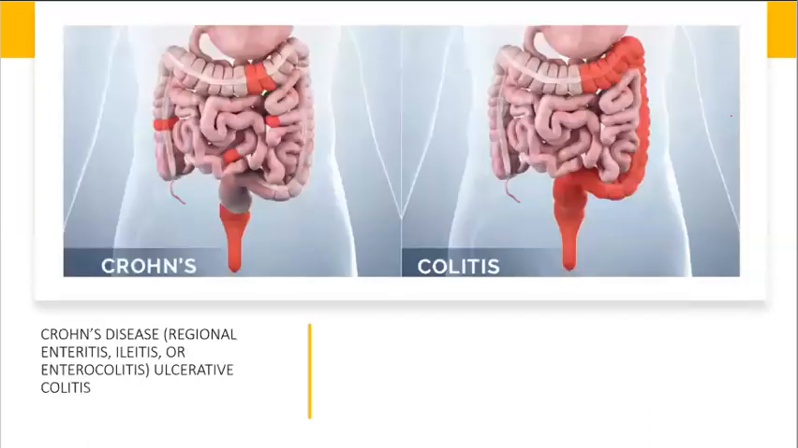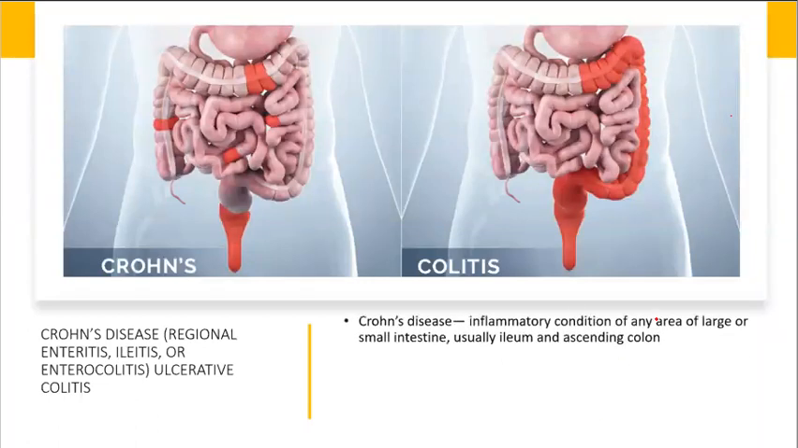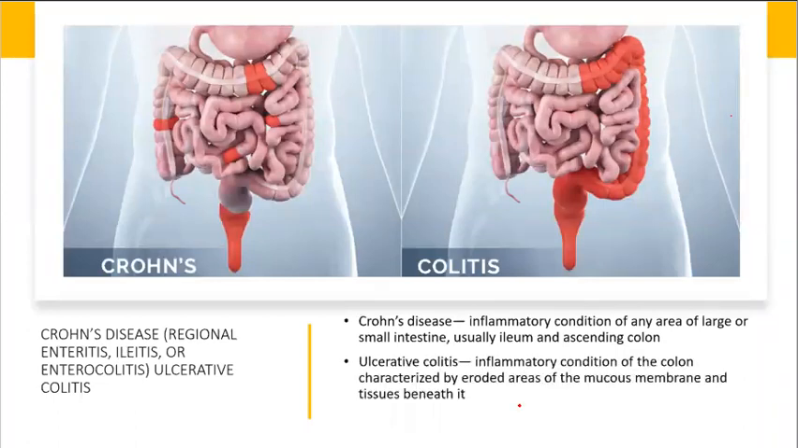Let's quickly look at Crohn's disease versus ulcerative colitis. Again, Crohn's disease is an inflammatory condition of any area of the large or small intestine, usually the ileum and the ascending colon, while ulcerative colitis refers to an inflammatory condition of the colon that is characterized by eroded areas of the mucous membrane and tissues beneath it.